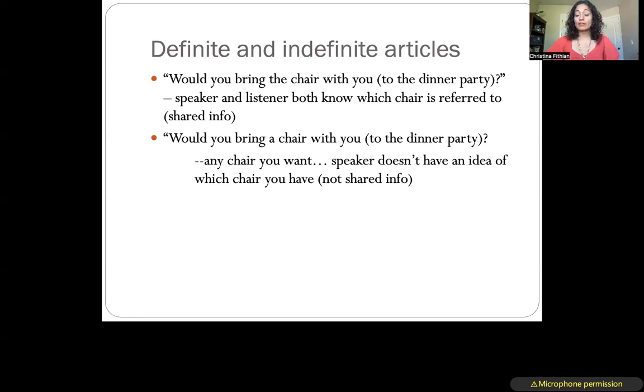However, if I say, would you bring a chair with you to the dinner party? If I use a chair, I'm saying any chair you want. I don't really have any idea of which chair you have. So it's not shared information. And that's the difference between the definite and the indefinite articles. Definite article is for shared information between the speaker and the listener, or reader and writer. Indefinite articles are going to be used for when the information is not shared between the speaker and the listener.